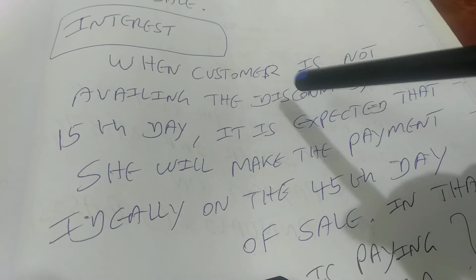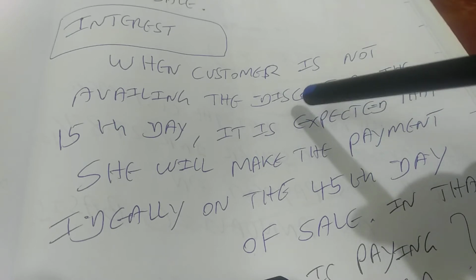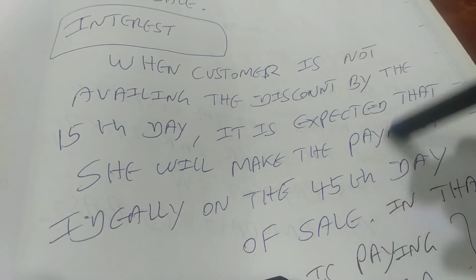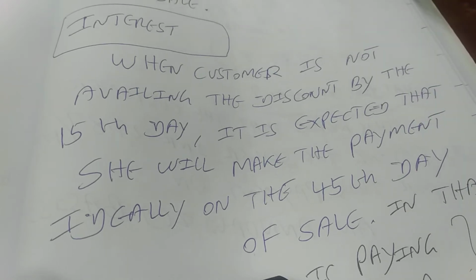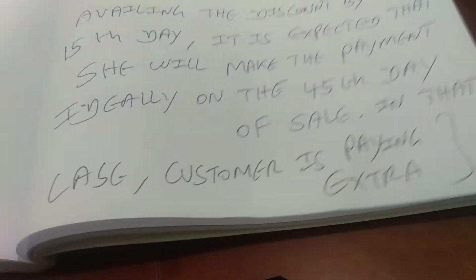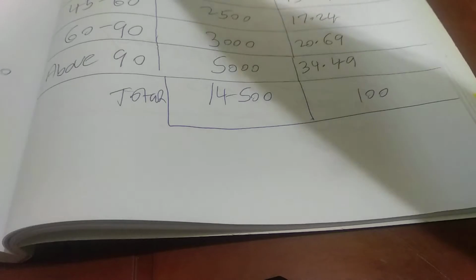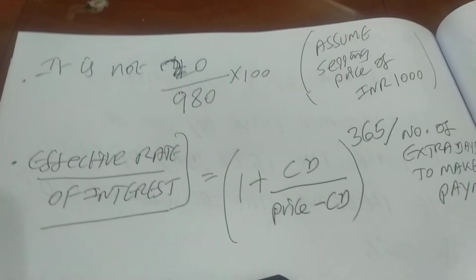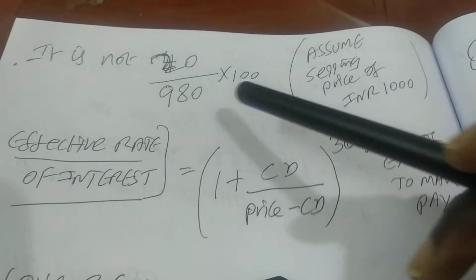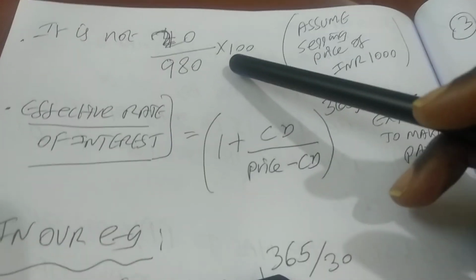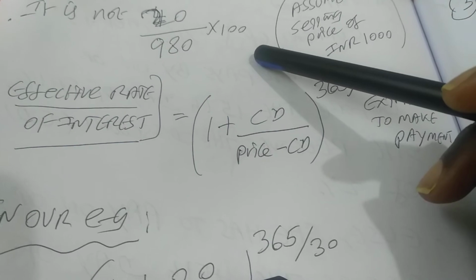So what he is going to do if the customer is going to delay the payment is that he is going to charge some amount of interest, right? So that interest is the one we are talking about, which can be computed this way. For example, you can say that it is going to be 20 by 980 into 100.